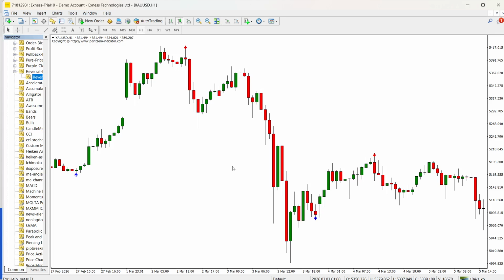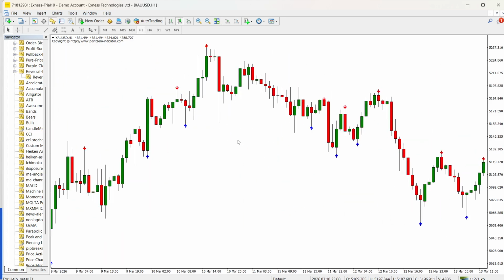Alright, the PZ Reversal Fractals Indicator plots symbols directly on the main price chart at points where it detects a local high or low formed by a small cluster of candles. Bullish reversal fractals typically appear below price near swing lows, visually suggesting areas where downward movements have stalled and buyers may have stepped in.